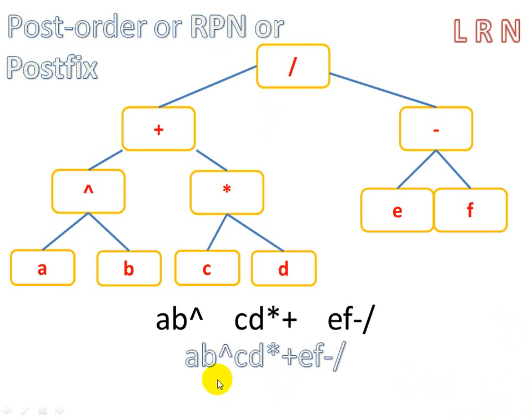AB to the power, CD multiply, plus, EF. You say the plus, yeah, the plus has got nothing to do with that because it's not prefix, it's postfix. It's the last operator for that part. Then we hit some more values. 2 values together with a minus after must be together. Then divide. Divide what? Divide that by that.